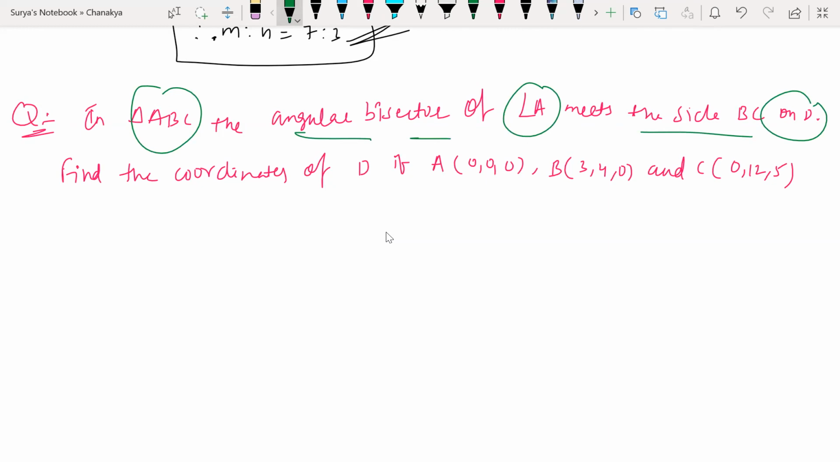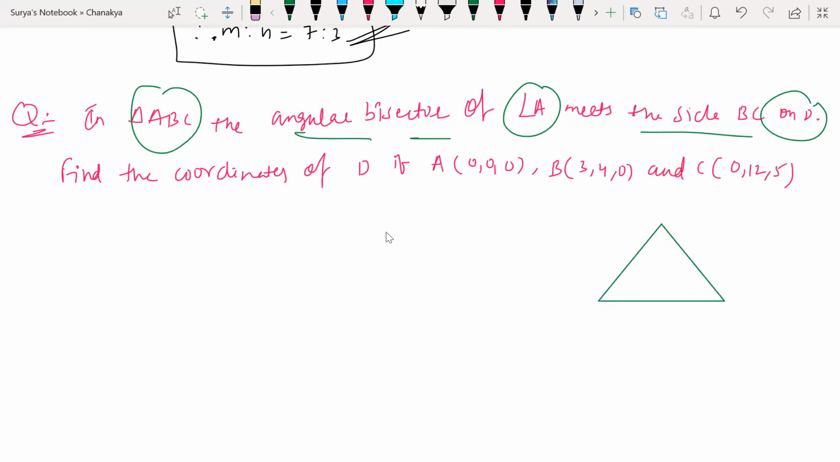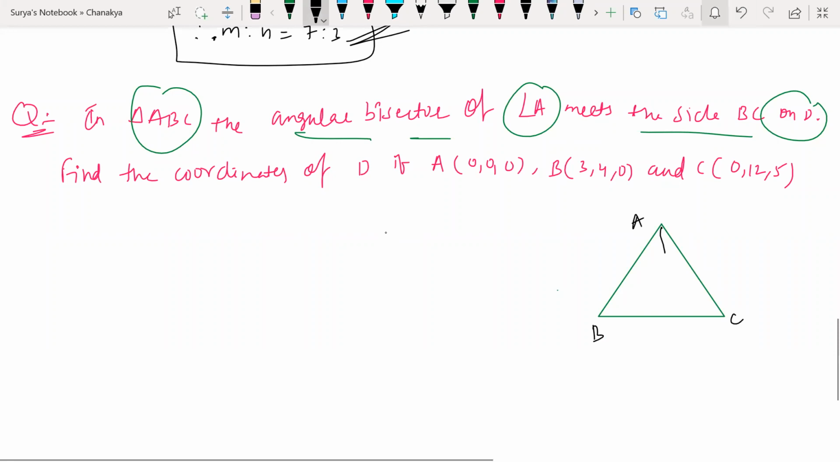Which means how is the diagram going to be? You might have learned in class 9th, 10th. This is my triangle. Let's say I have this triangle ABC. And angular bisector means what? It cuts an angle into equal parts. Yes, sir. The angle is getting cut in equal ways. Look at this. So it will be a bisector. It will be a median, because it cuts in half, right?